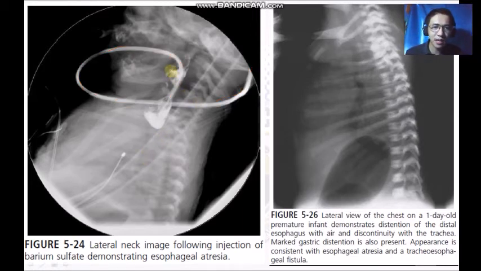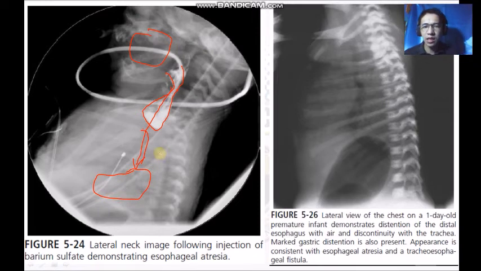Okay, so this is the pharynx. This is the oral cavity of the patient. This is already part of the pharynx of the patient. Then the esophagus, and as you can see, the esophagus is cut off. Supposedly, if this is a normal baby with a normal anatomic presentation, the contrast material should flow towards the distal esophagus, and the stomach of the patient should be demonstrated.